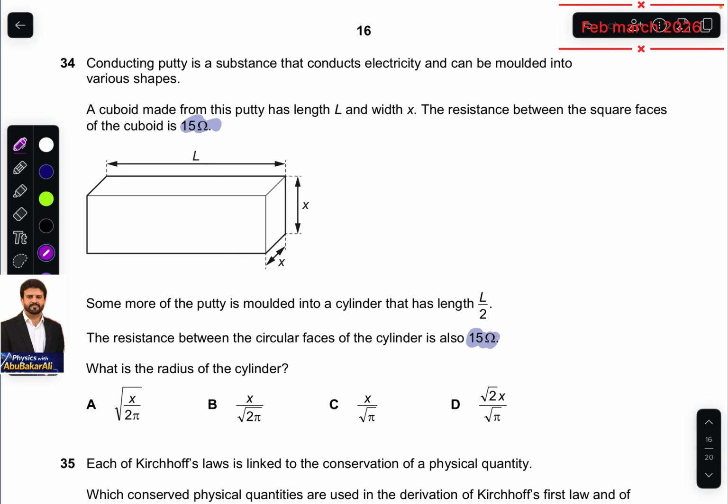So let me make the diagram here. Okay, what type of cylinder is this? This is a cylinder, its length is L by 2.